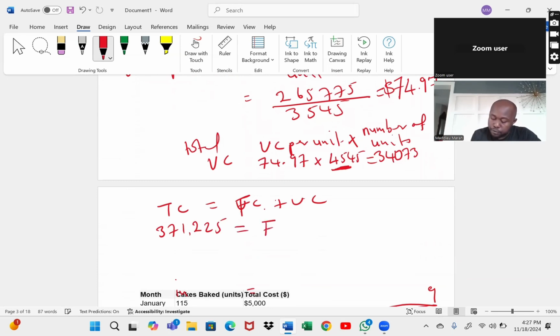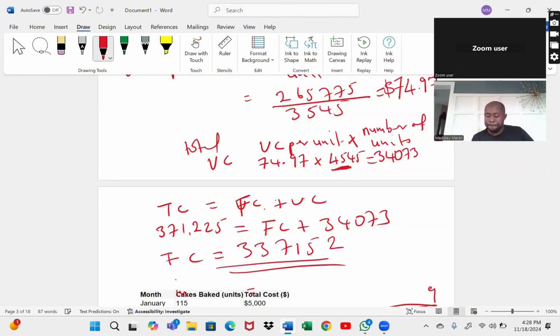So total cost 371,225 equals, we are looking for fixed cost now. We don't have fixed cost, plus we have our variable cost to be 34,073. Is that okay? So therefore, our fixed cost will be total cost minus variable cost: 371,225 minus 34,073 is 337,152. So this is our fixed cost. Any questions?